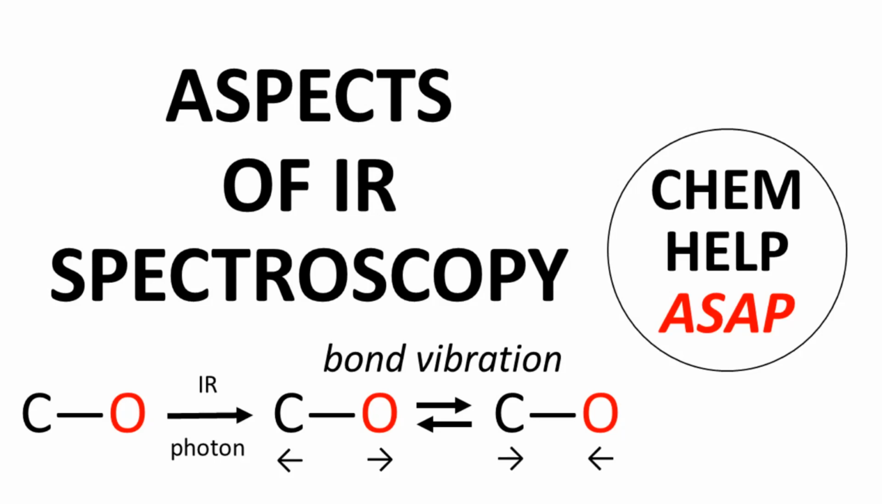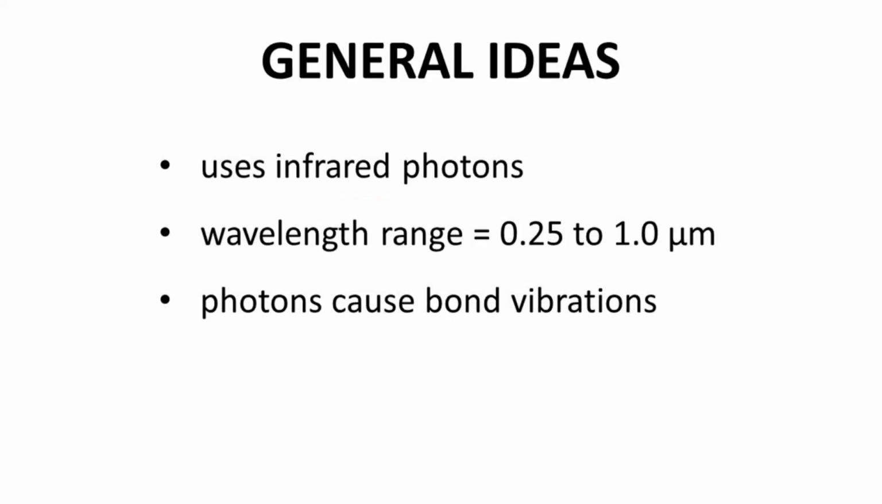Let's discuss some general ideas of infrared spectroscopy and how it applies to organic molecules. IR is a spectrophotometric technique that relies on infrared photons. The useful range of wavelengths for organic molecules falls in the range of 0.25 micrometers to 1 micrometer. IR photons have an energy that can induce vibrations in organic molecules. So IR spectroscopy is often said to be a form of vibrational spectroscopy.